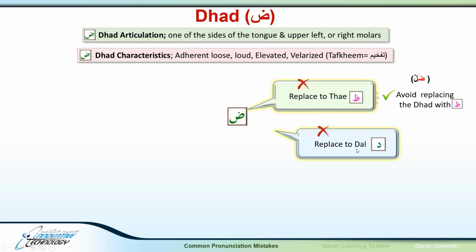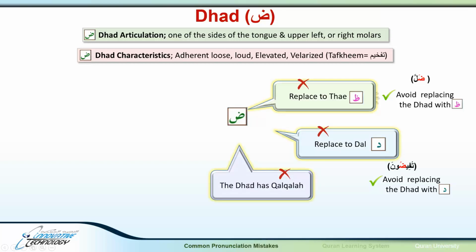The second common mistake is replacing it with a dal. An example: تفيدون. This is really a common mistake for those learning Arabic for the first time. Dhad is a bit difficult for them to pronounce, so they tend to replace it with a dal. They would say تفيدون instead of تفيضون. And تفيدون actually has a totally different meaning, and it's a very obvious lahn. So the right way of pronouncing this is تفيضون. You should avoid replacing the Dhad with a dal.